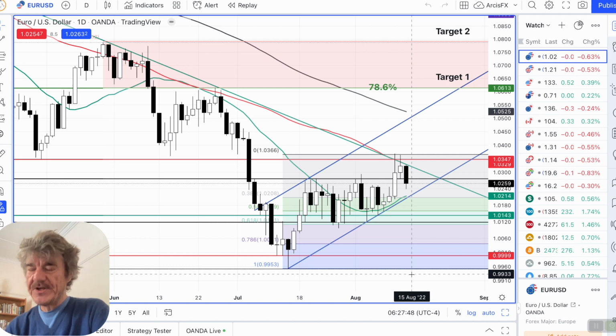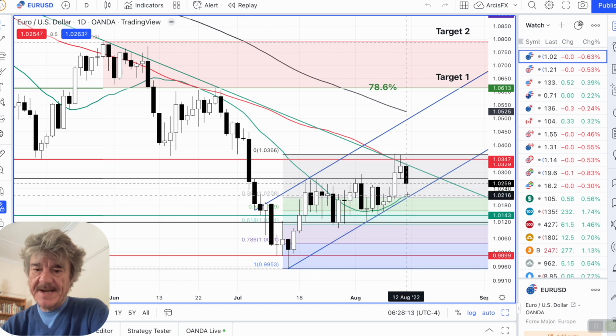Make sure that your targets in trades that you enter are somewhere around double the size of your stop loss, so that you've got a good risk-reward ratio. Keep your stops tight, don't over-leverage, don't commit too much to the position. I've committed to this trade with half of my position at the current price, just below 1.03, and I've committed the other half to this area here, with a trend line and the 20 SMA.